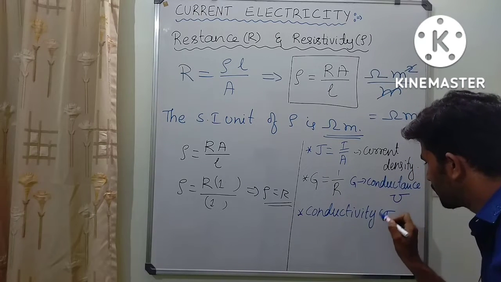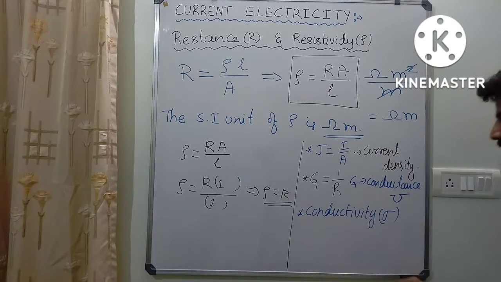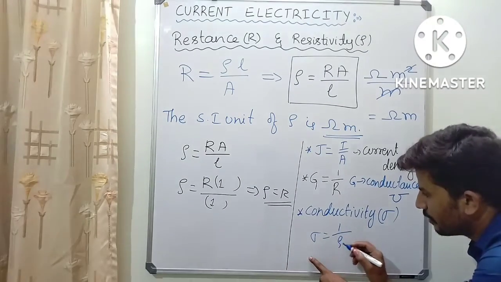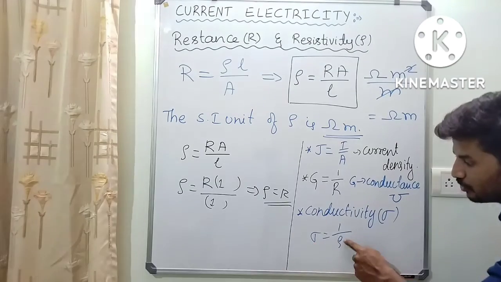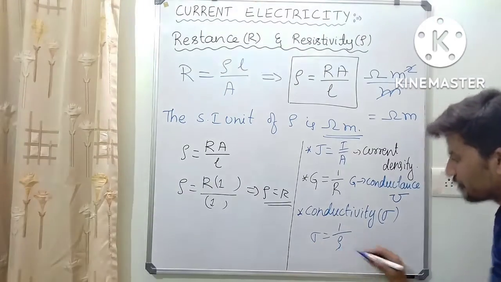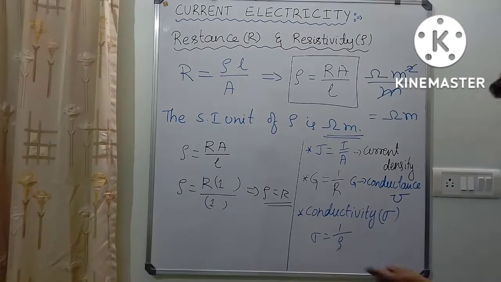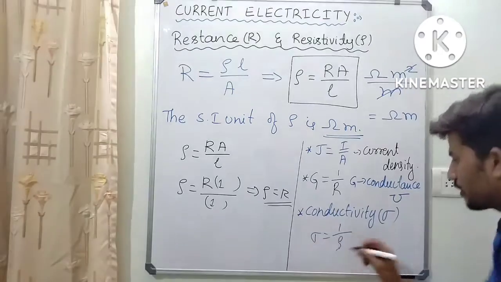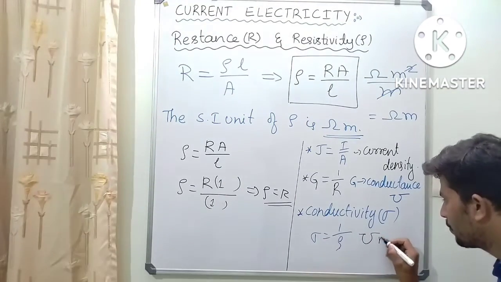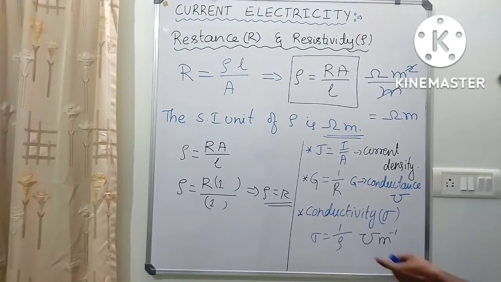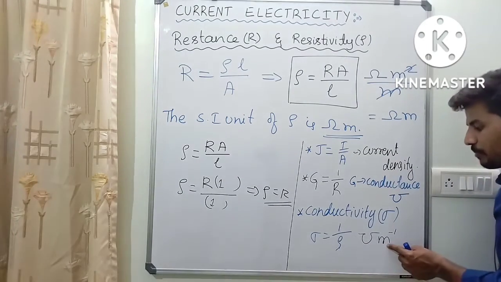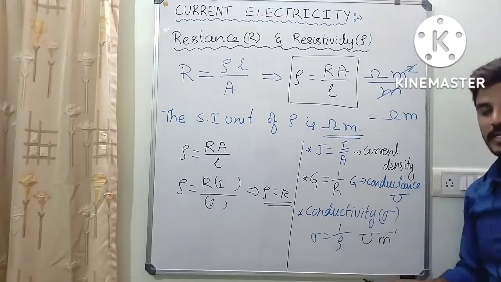It is represented by the symbol sigma. So sigma is equal to the reciprocal of resistivity; conductivity is the reciprocal of resistivity. Now, what is the SI unit for this? Since the resistivity is ohm meter, for this one it will be per ohm per meter, that means Siemens per meter. Okay, Siemens per meter or per ohm per meter, like that.